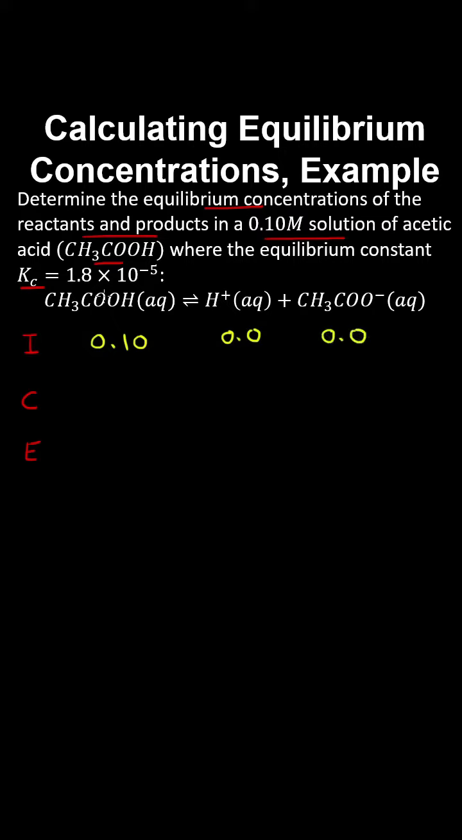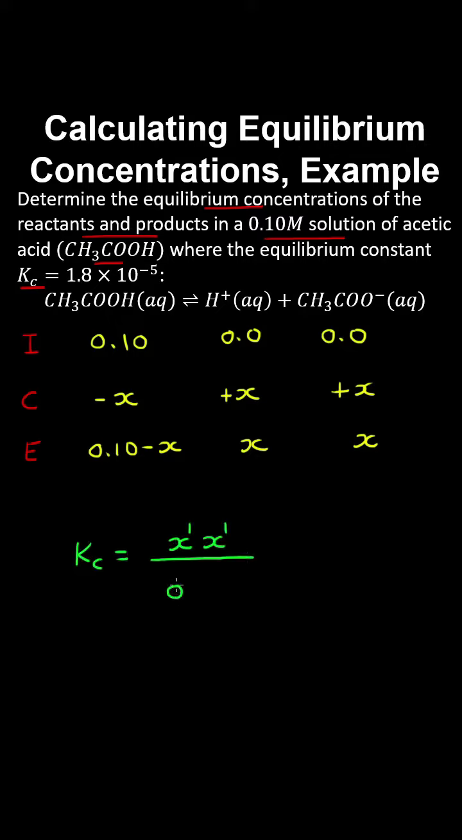And for every mole of acetic acid that's consumed, we have an unknown change in concentration, and using the mole ratios, we have the same unknown change in concentrations of the products. And then adding these together, the equilibrium constant can be written in terms of the concentrations of the products over the concentration of the reactant raised to its stoichiometric coefficient.